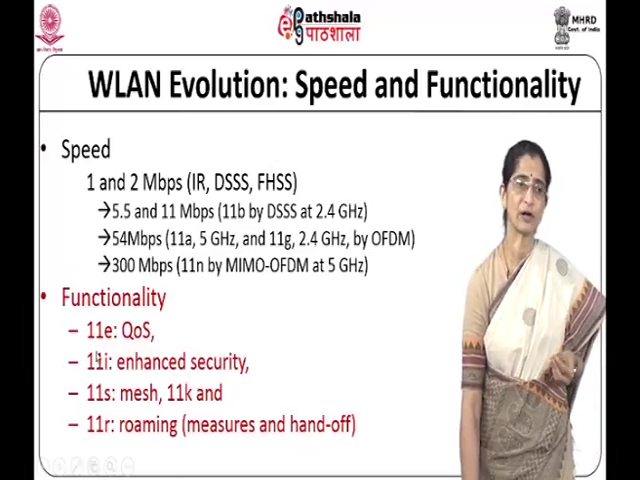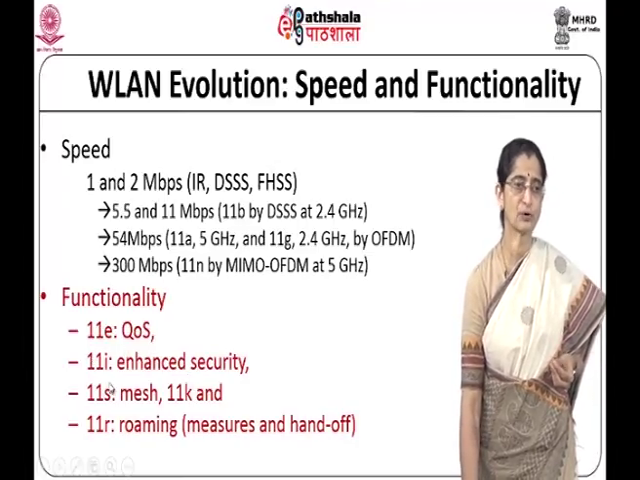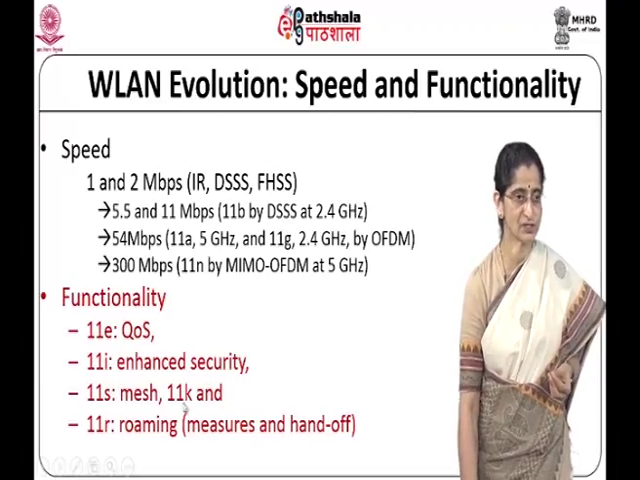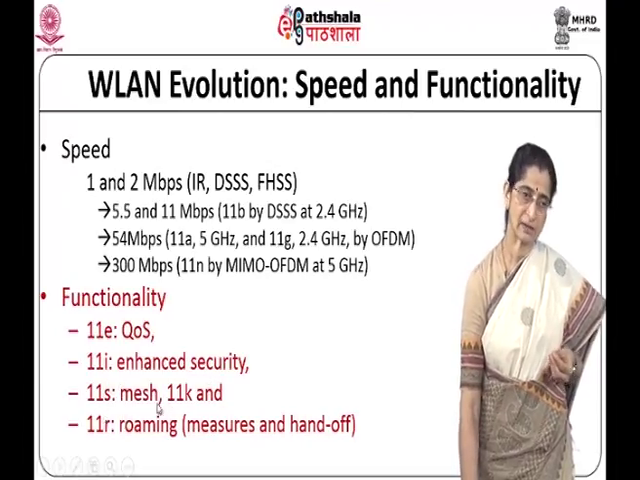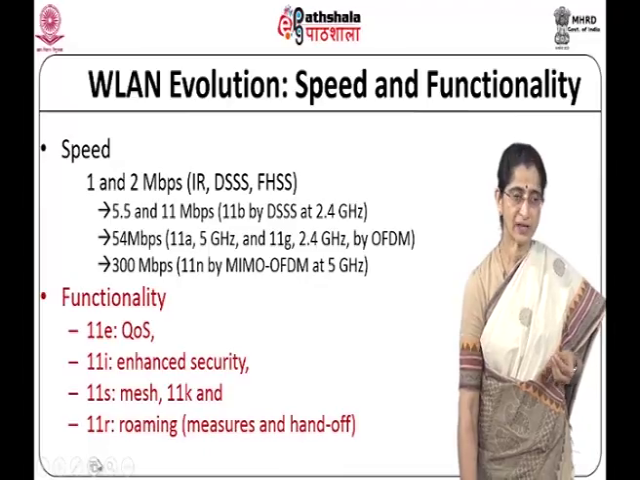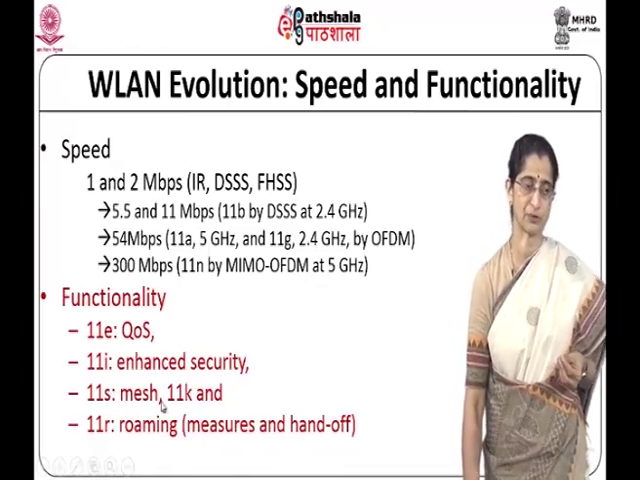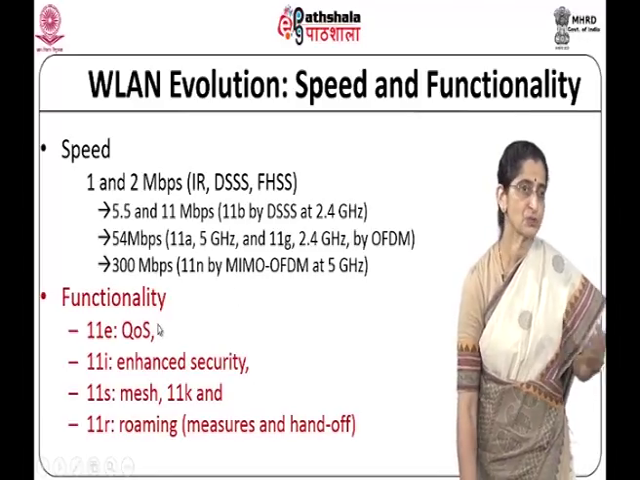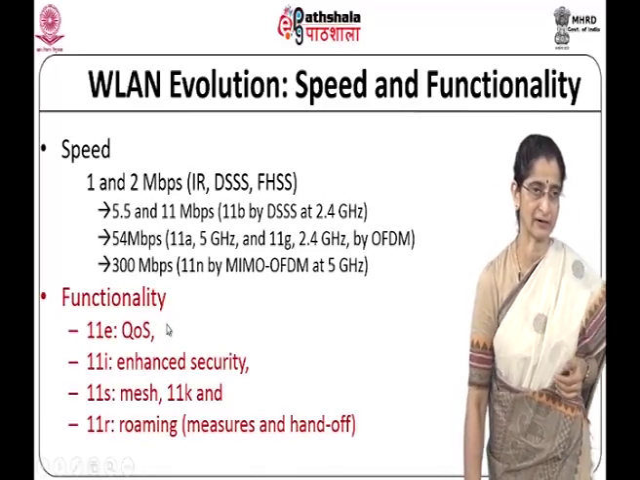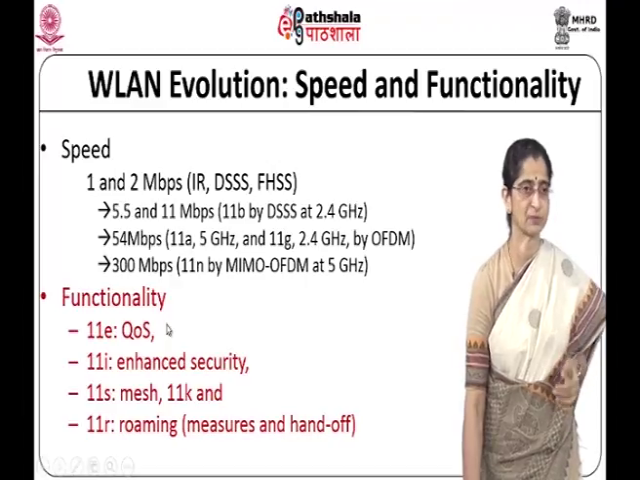For instance, 802.11e supports quality of service, 802.11i has enhanced security features, 802.11s supports mesh, and 11k and 11r support roaming, measurements and handoff features. So, these are the evolutions that have happened in the wireless LAN 802.11 related protocols.